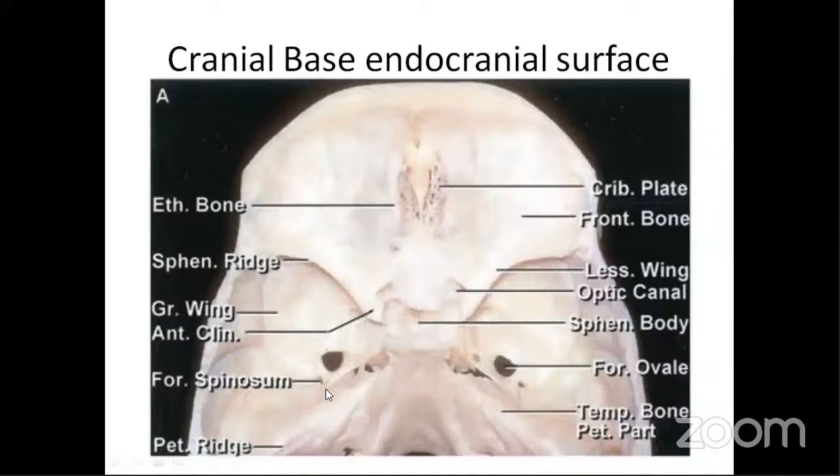So let's start with foramen rotundum, which is... okay. So this is foramen ovale, through which the mandibular division of the trigeminal nerve leaves the skull base. Here, yeah.